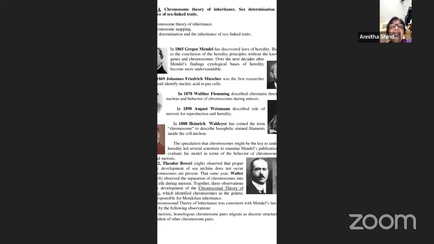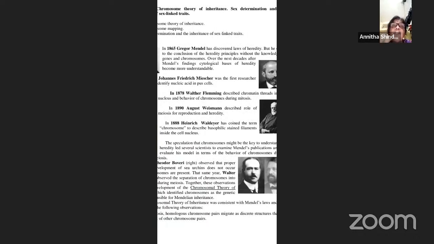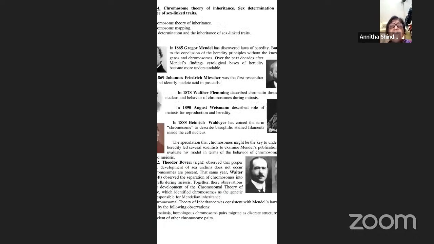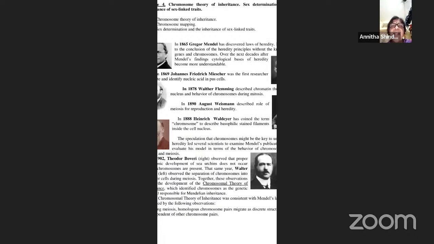Later on, in 1878, Walther Flemming was the scientist who described the chromatin threads present in the cell nucleus, and he also gave information regarding the behavior of chromosomes during mitotic cell division. Later on, August Weismann described the role of meiosis for reproduction and heredity. And in 1888, Waldeyer coined the term chromosome.